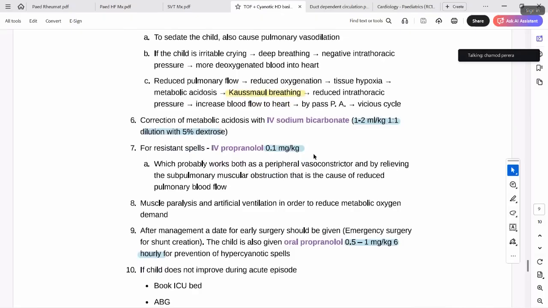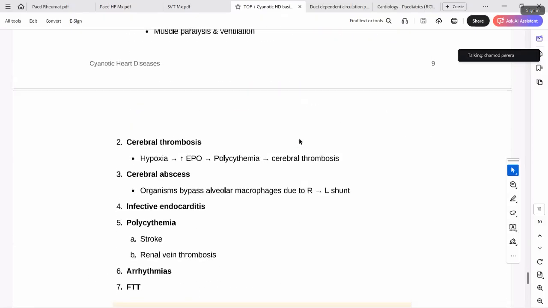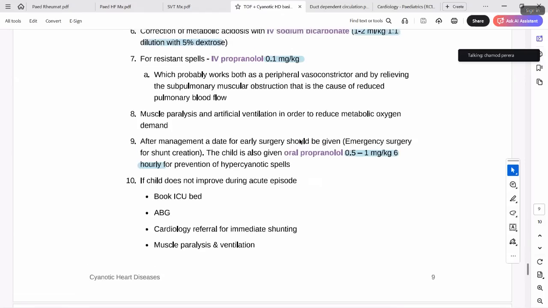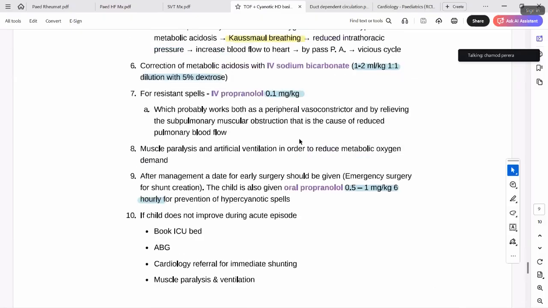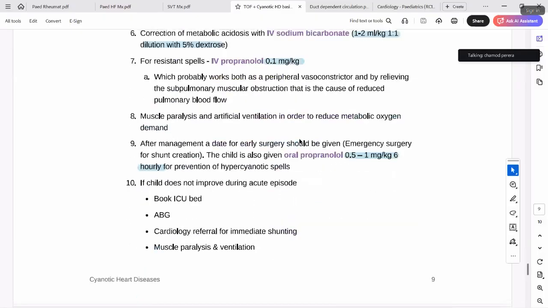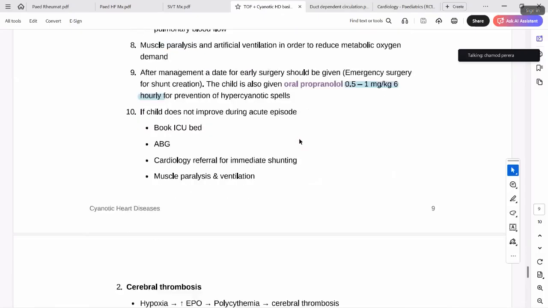So it is a peripheral vasoconstrictor, right, and also IV sodium bicarbonate. For worsening metabolic acidosis, you can give IV sodium bicarbonate. So even after one episode of this hypercyanotic spell, you need to refer this child for urgent surgery. Of course, if the surgery is not possible, at least the banding or the shunt placement can be done.